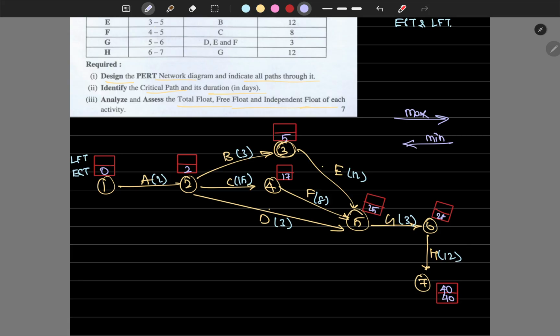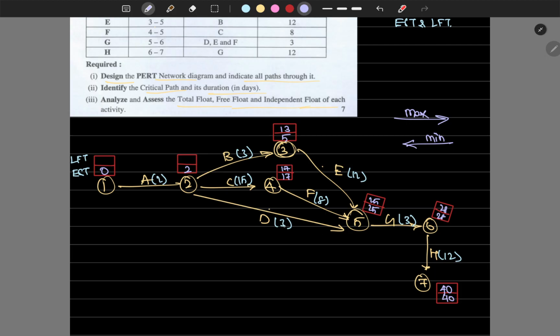So from here, we are going in the backward direction. Deduct the amount, which is 40 minus 12, which is 28, and then 28 minus 3, which is 25. From here we have to go to 3, which is 25 minus 12, which is 13. 25 minus 8, which is 17.